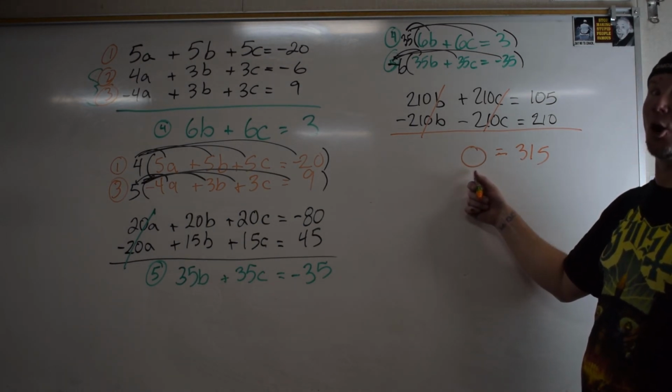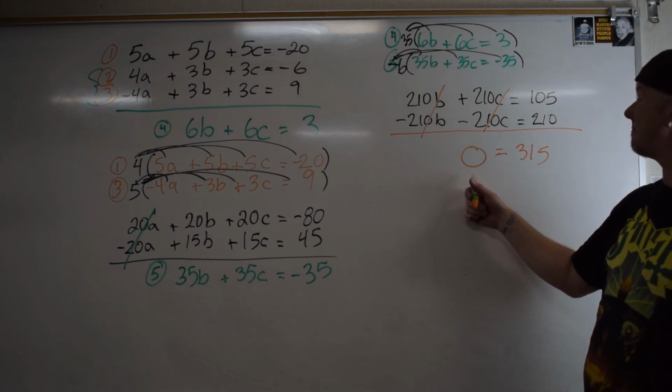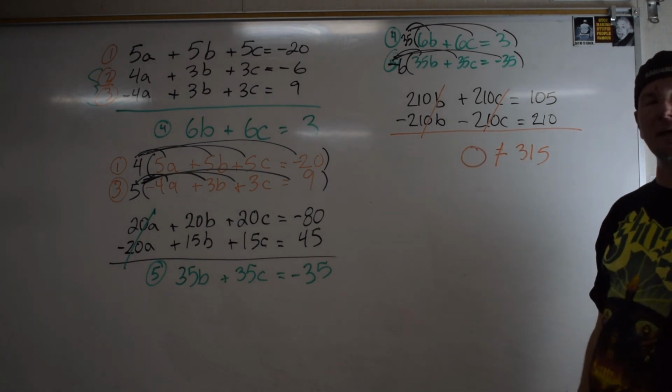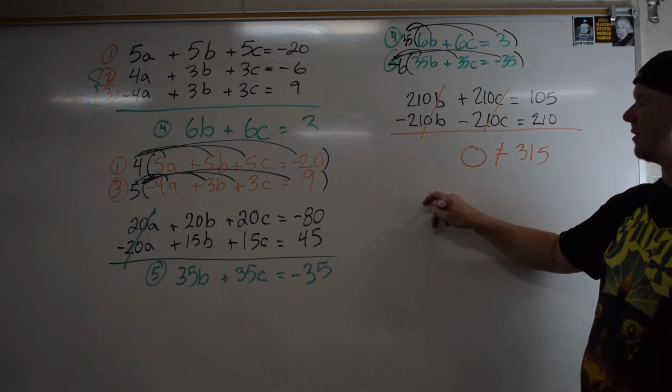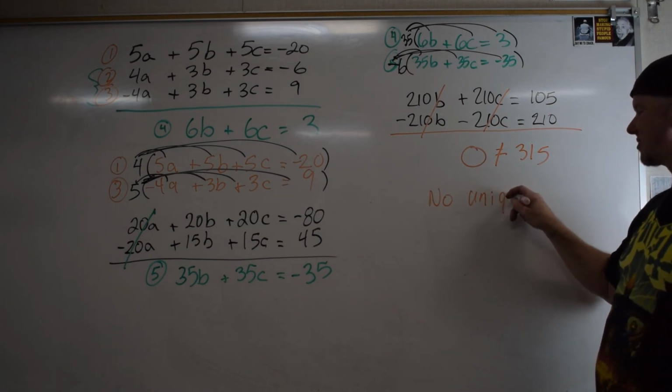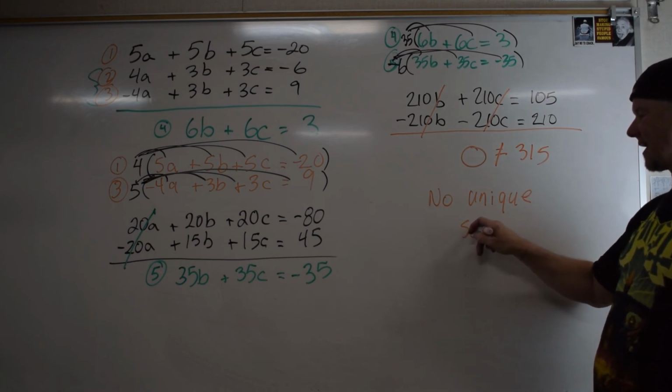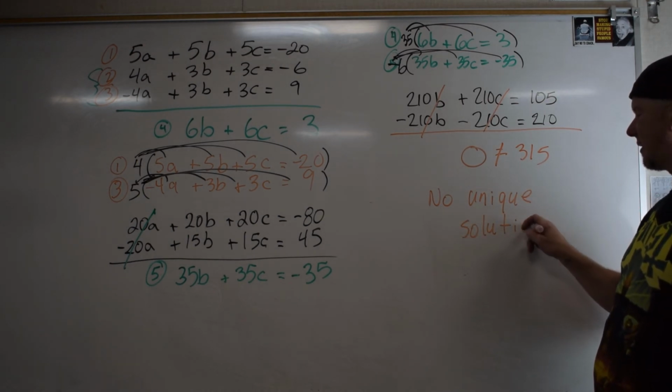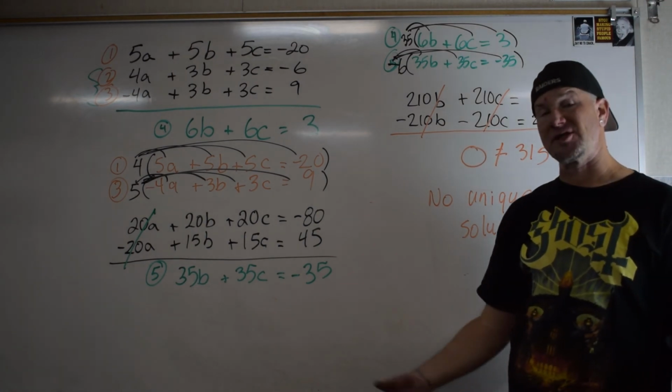So this would be the case where you'd either write no solution, or most books will say no unique solution, which means they don't only cross in one place. The three lines, they either don't cross at all, or maybe they cross in multiple places. So yeah, that would be no solution.